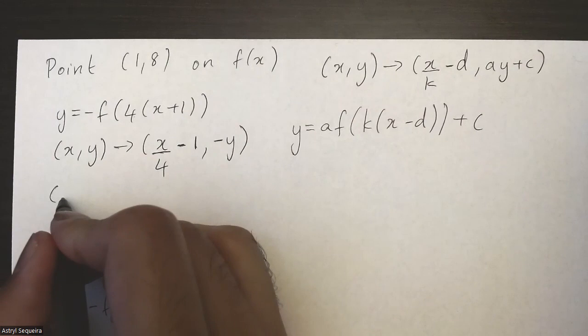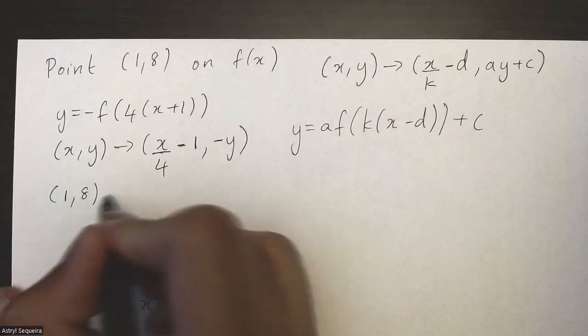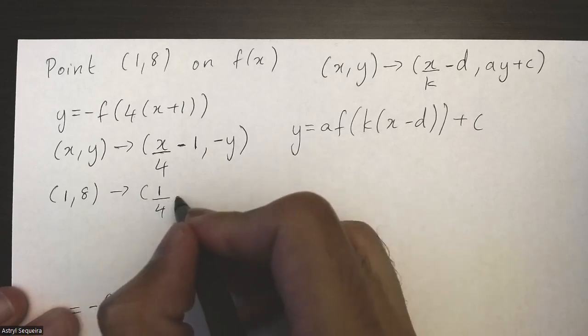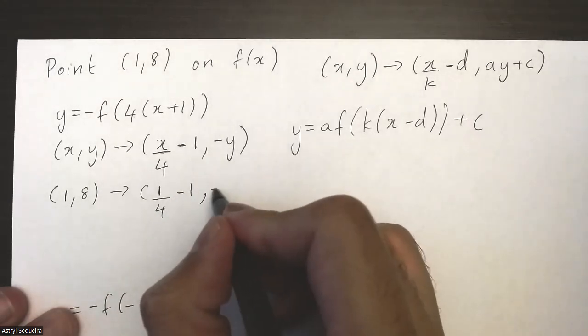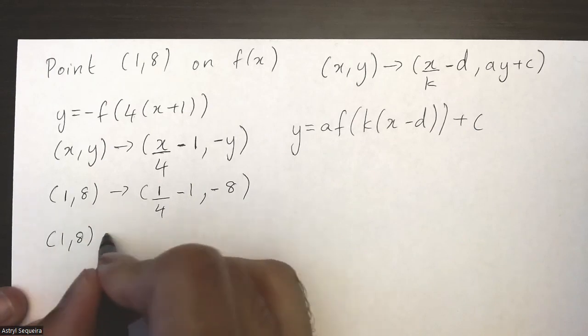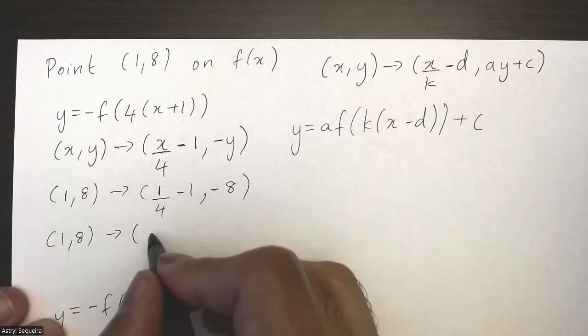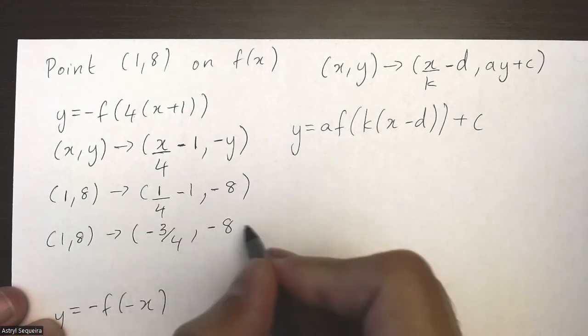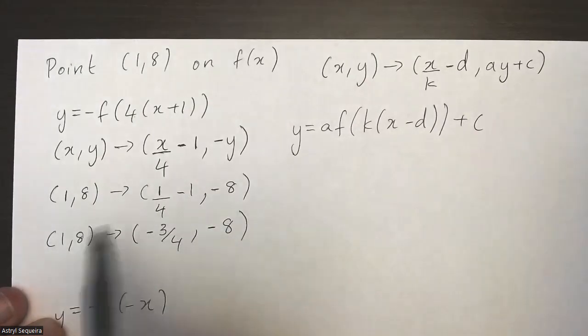Now I can transform my point (1, 8). Just going to replace my x over here with 1 and my y with 8. Then I'll just complete this calculation. So 1 over 4 minus 1 is just -3/4. This is just -8. So this is my first transformed point for this question over here.